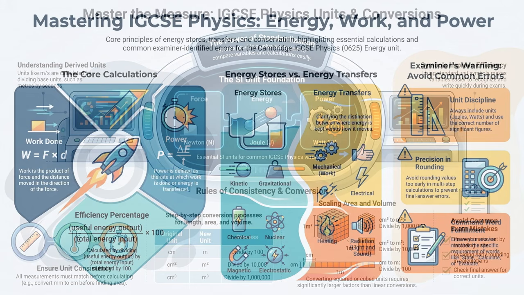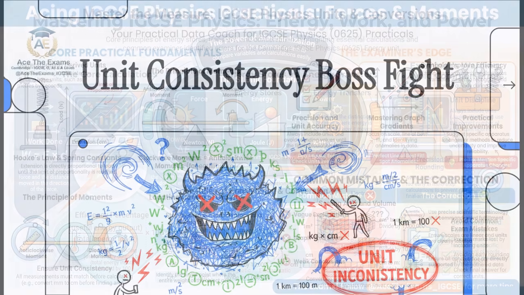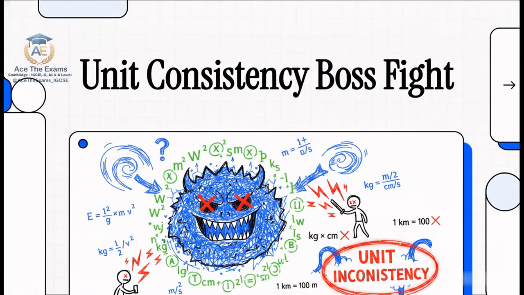Think of your Cambridge 0625 physics exam like a literal boss fight. Every single question is an attack pattern, and the examiner, well, they've laid out these traps specifically designed to drain your marks before you even realize you've made a mistake. And the ultimate fatal trap hiding right in plain sight?